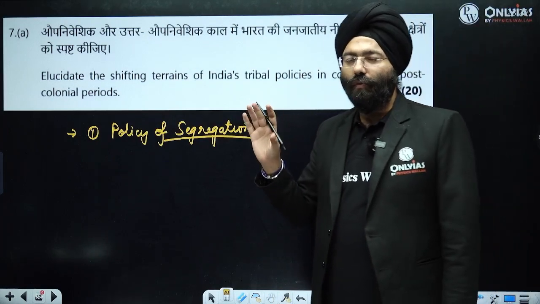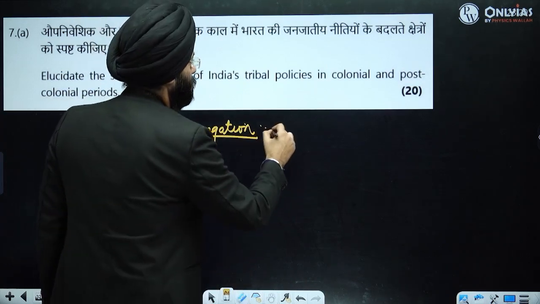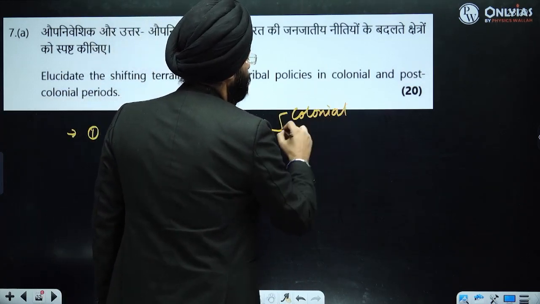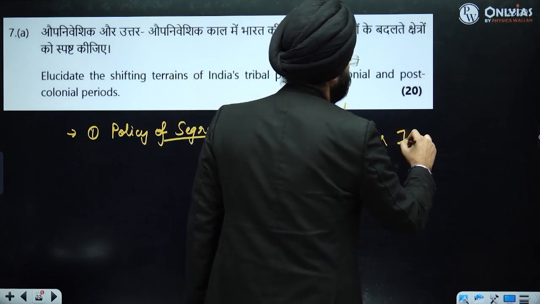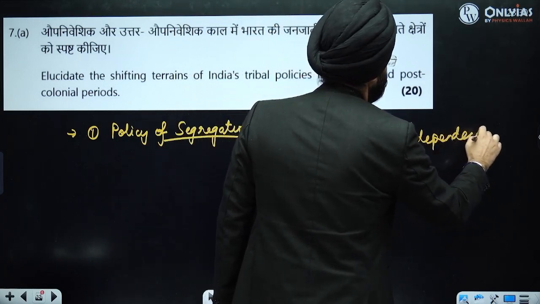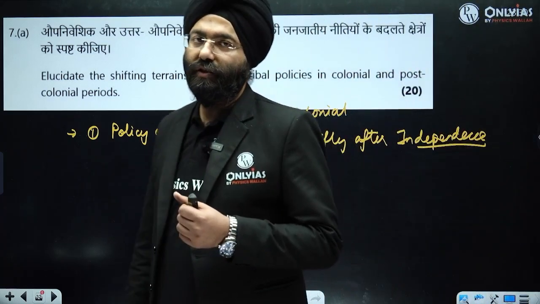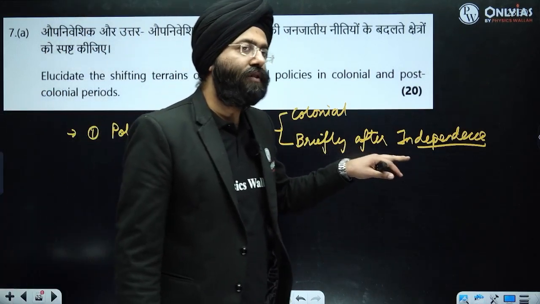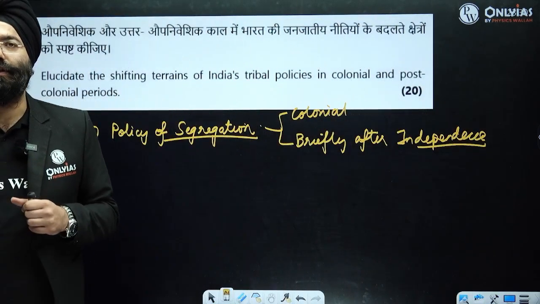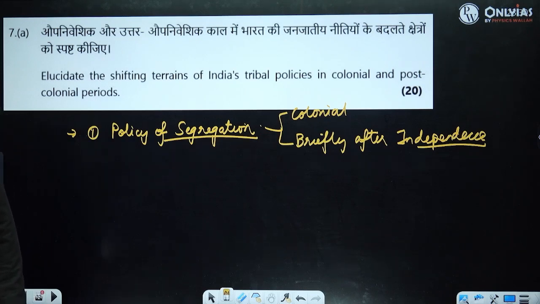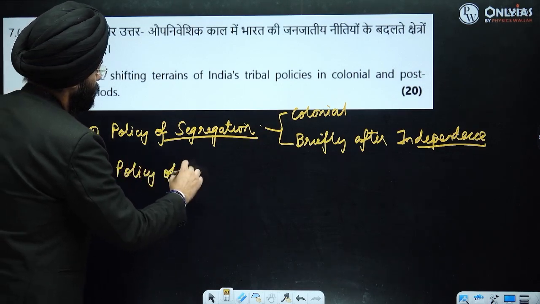Now, this policy is generally seen at the time of the Britishers, and even after independence. In the colonial period, this was there, and briefly after independence also. Because you know, Elwin had a national park approach towards the tribals. That national park approach was basically this policy of segregation that was followed by the Indian government after independence, right? After the policy of segregation came the concept of the policy of assimilation.